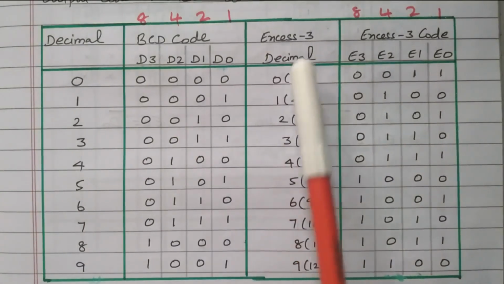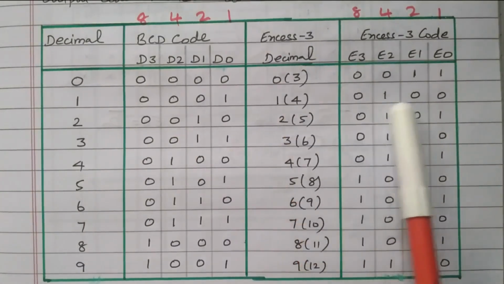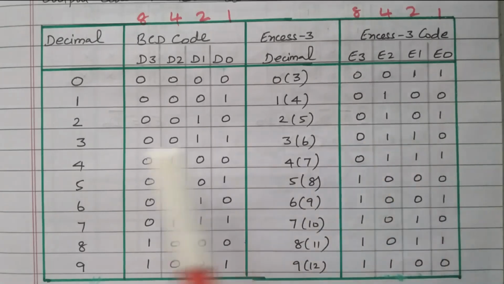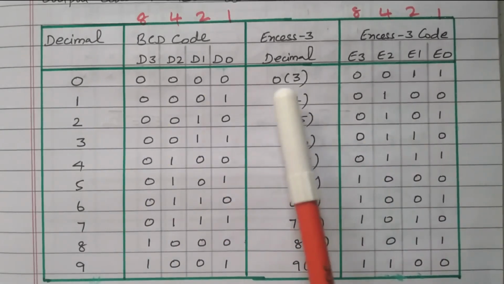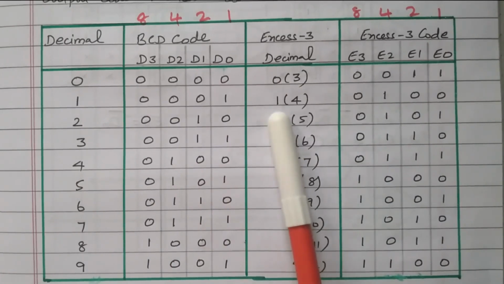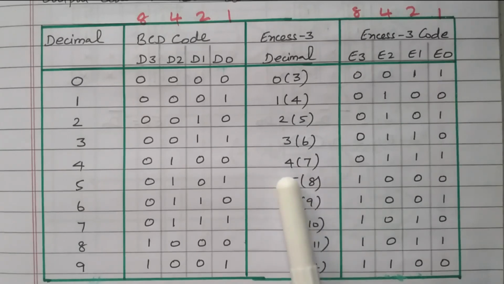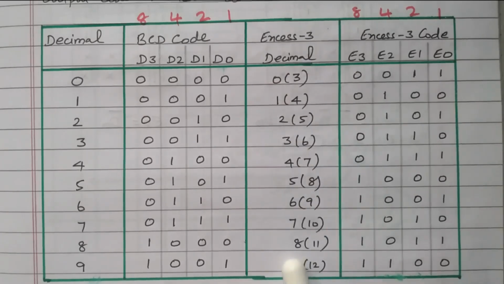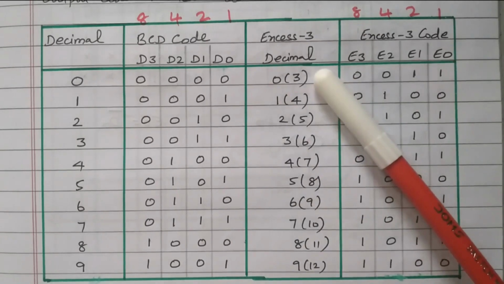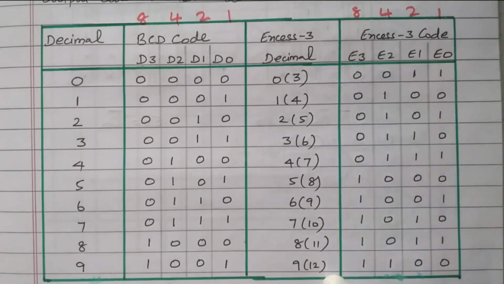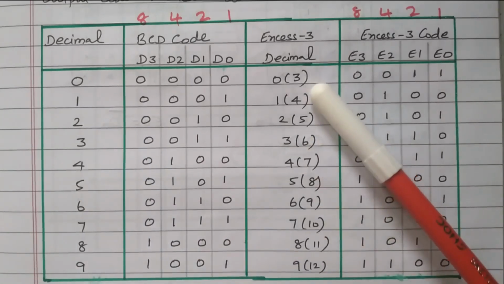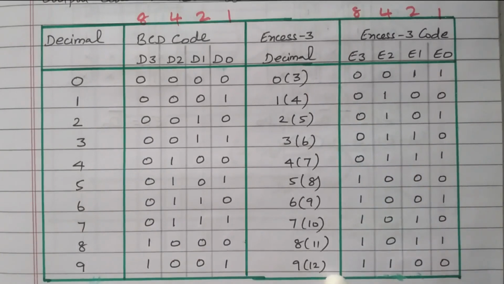Then what is excess 3 in decimal? First we'll see the decimal, then we'll go to the BCD code. So 0 plus 3 is 3. With the 0, we are adding 3. 1 is added with 3 to give 4. 2 plus 3 is 5. 3 plus 3 is 6. 4 plus 3 is 7. Like that we are adding. Now the excess 3 code becomes 3, 4, 5, 6 up to 12. Right, here 0 to 9 is there. While adding 3, it becomes 3, 4, 5 up to 12. Now the number in the bracket is the excess 3 in decimal.